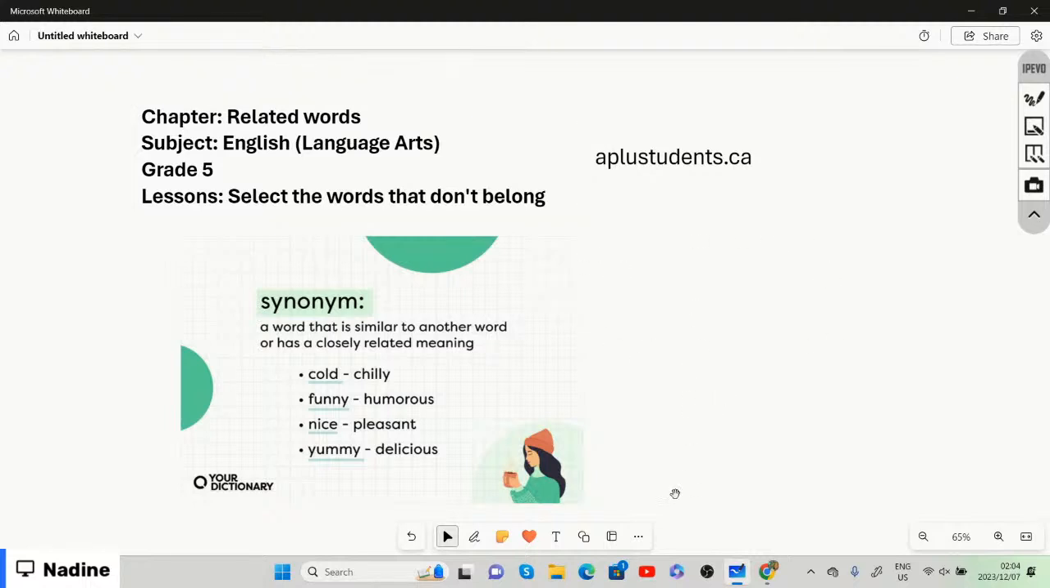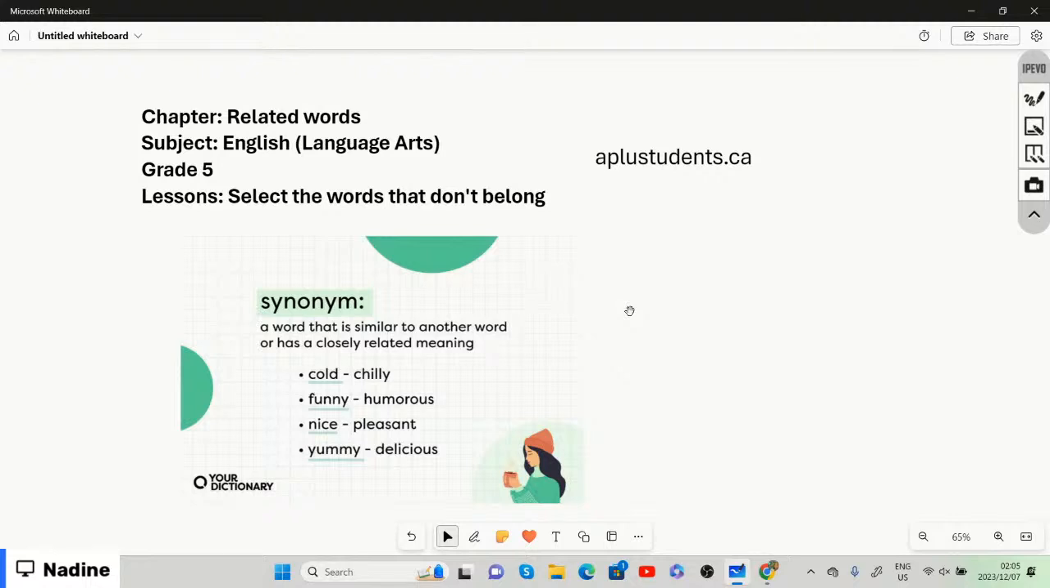All right. So related words are words that are similar to another word or have a closely related meaning to the other word. For example, if you look at the word cold, instead of saying it is just cold, we can also say it is chilly. So cold and chilly are related words because they have a closely related meaning to one another. They are different words, but they basically mean the same.